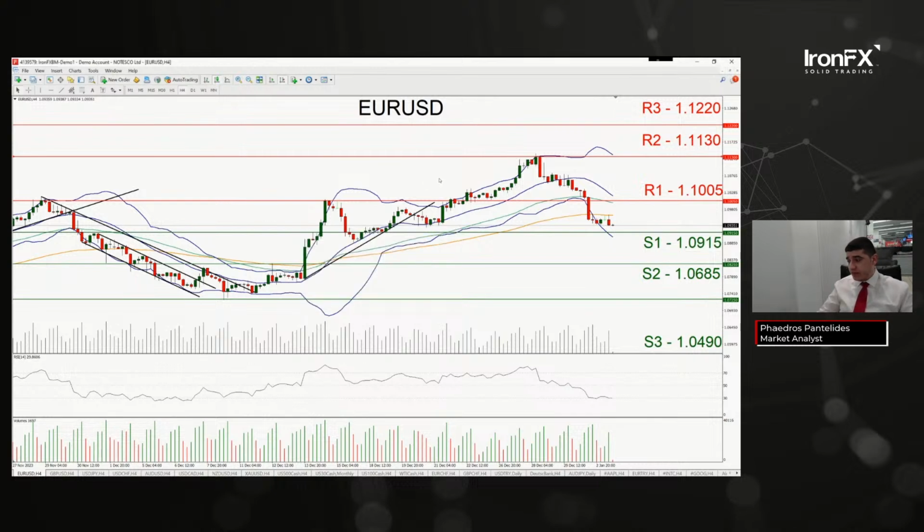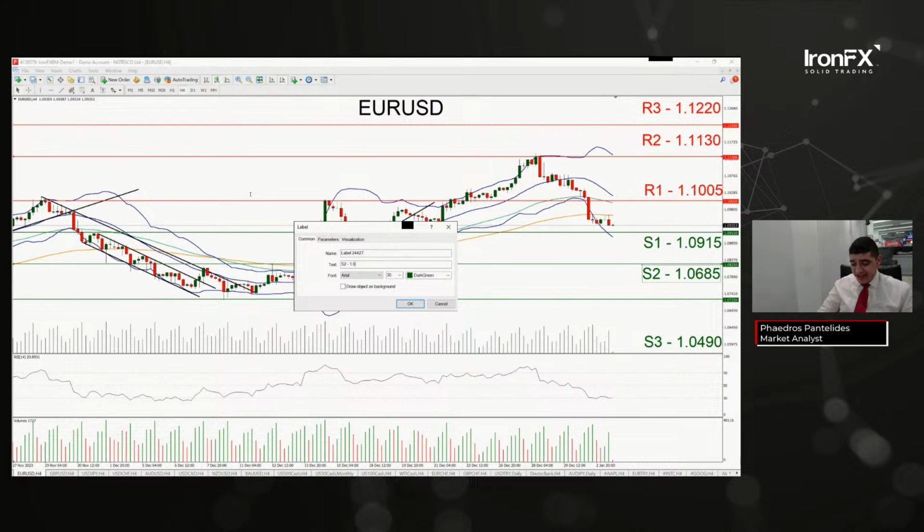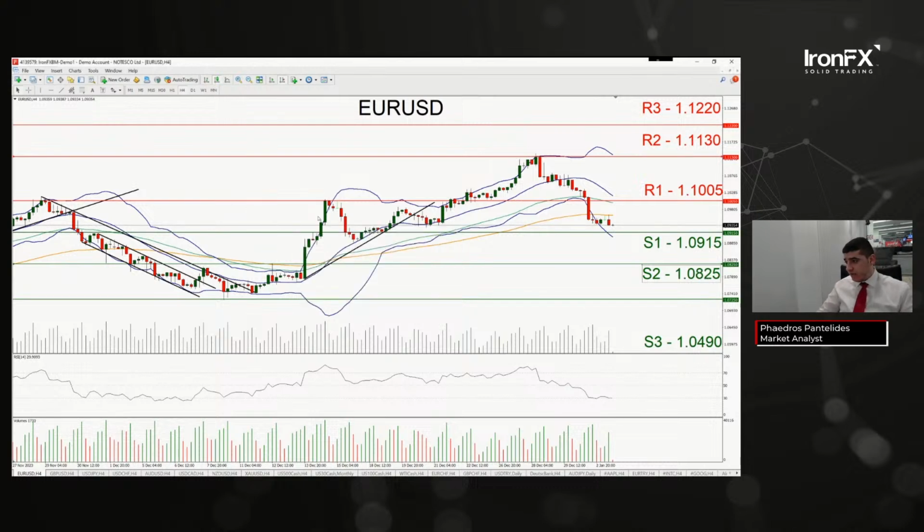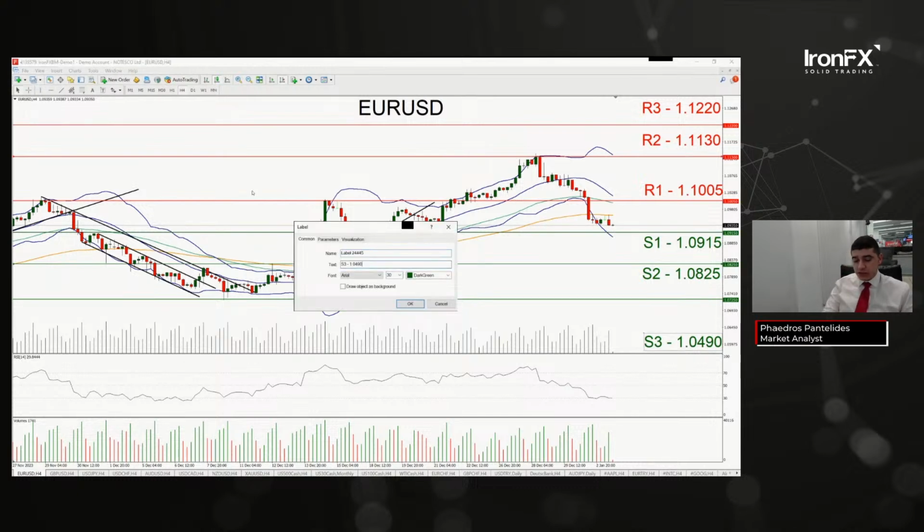So, in terms of the current pair, the euro against the dollar, we can see that the price action is currently aiming for S1 at 1.0915. S2 is at 1.0825. So we need to readjust our S2 label, 1.0825. That would be my S2 level. And then for S3, note this wick, 1.07250, which we need to readjust our S3 label as well.